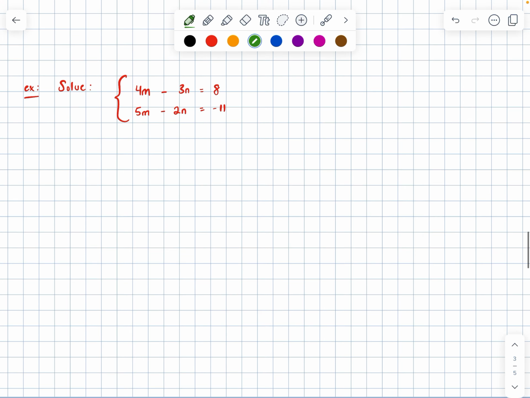Very nice. Last but not least, before our little challenge one at the end, 4m minus 3n equals 8. 5m minus 2n equals negative 11.